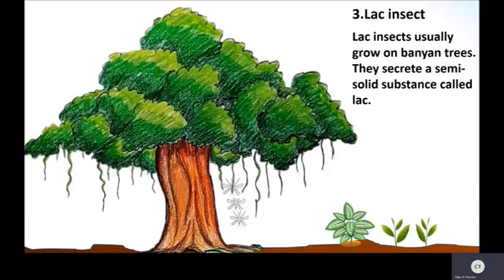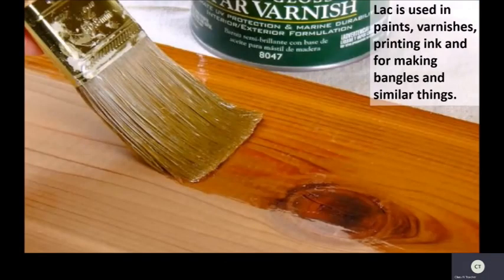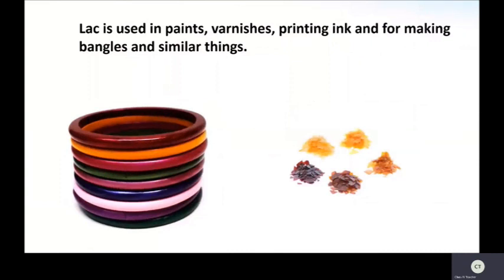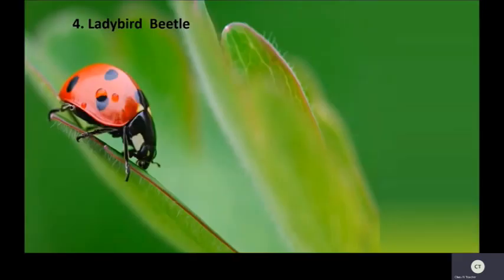Do you know this lac insect? Lac insects usually grow on banyan trees. They secrete some semi-solid substance called lac. These are additional information, children, you should know. Lac is used in paints, varnishes, printing ink and so many other things. See here how the lac is used in paints, varnishes, printing ink and for making bangles.